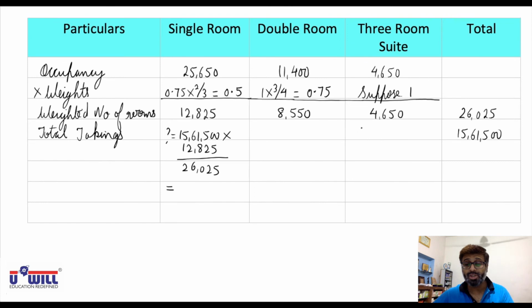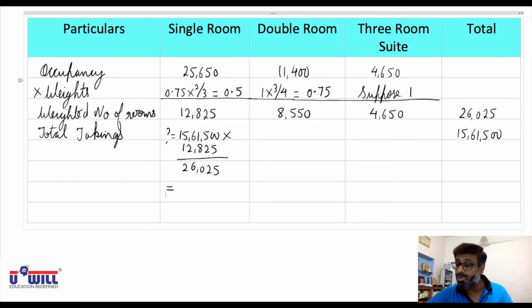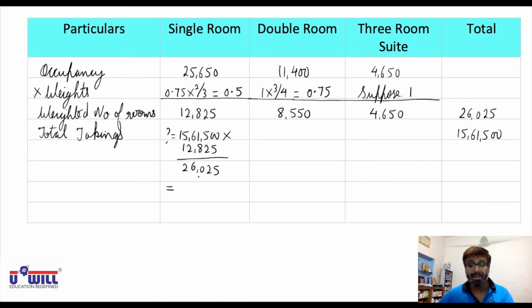now here I have given you the shortcut also, if you all remember in the live session, 1561500. First you divide by 26025 and then you press into 2 times and you do 12825. So your answer would come to 7,69,500. This is what we have to recover from single rooms.